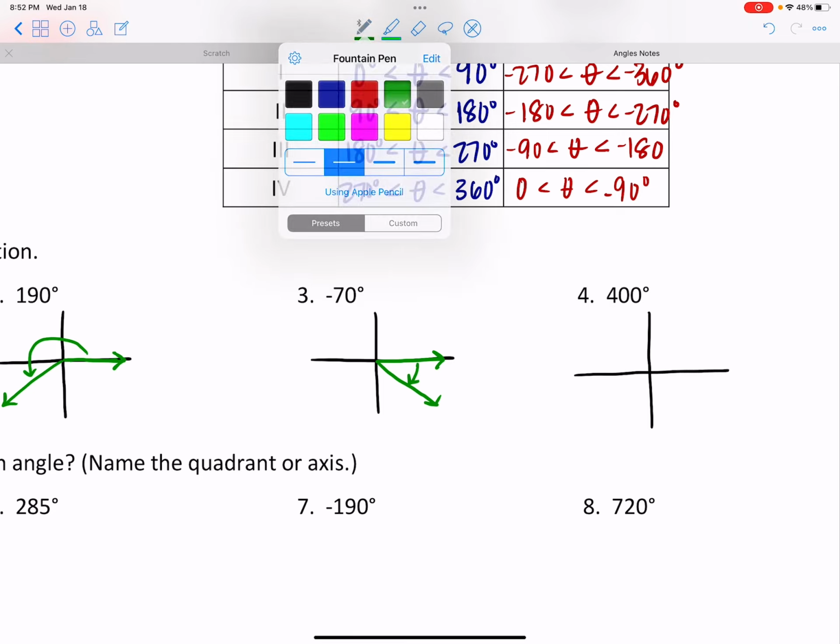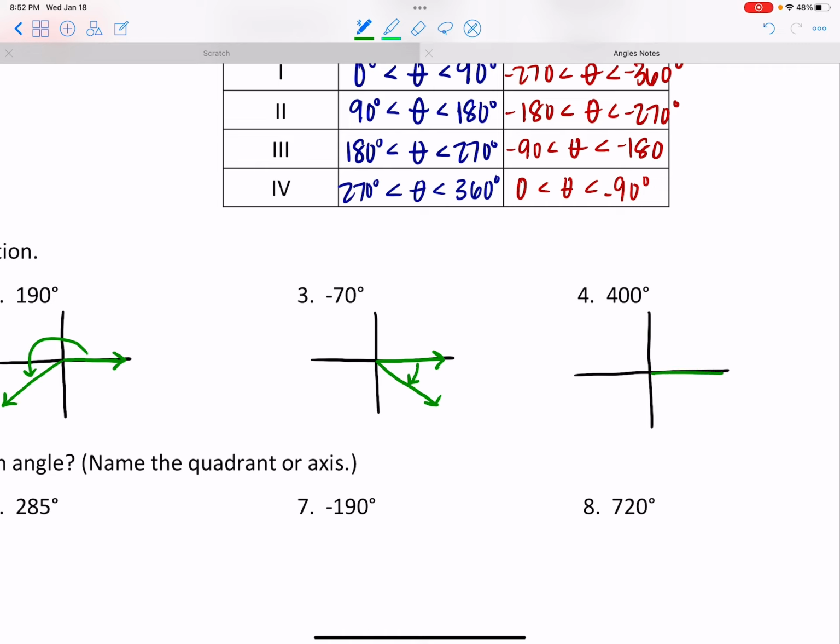So here's what's going to happen. Start on the positive part of the x-axis like we always do. If I had to rotate a full circle, that would get me to 360. If I went 360, I would still have to go another 40 degrees to get to that 400 total rotation. So another 40 would take me into quadrant 1 again. So my terminal side is going to have to be in quadrant 1. So this is what a 400 degree angle, or something that's greater than 360, is going to look like.